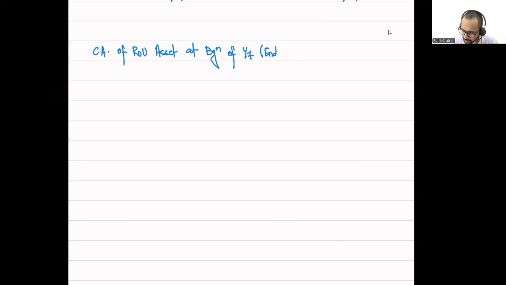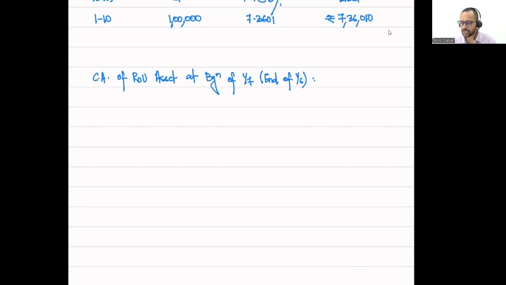All right, so carrying amount of ROU asset at beginning of year 7 or end of year 6 is going to be equal to, we originally recognize an ROU asset of 7,36,010 rupees. We have depreciation of 7,36,010 divided by 10 years. The depreciation per annum is 7,36,010 rupees divided by 10 years multiplied by 6 years. We are multiplying it by 6 because 6 years have passed by.